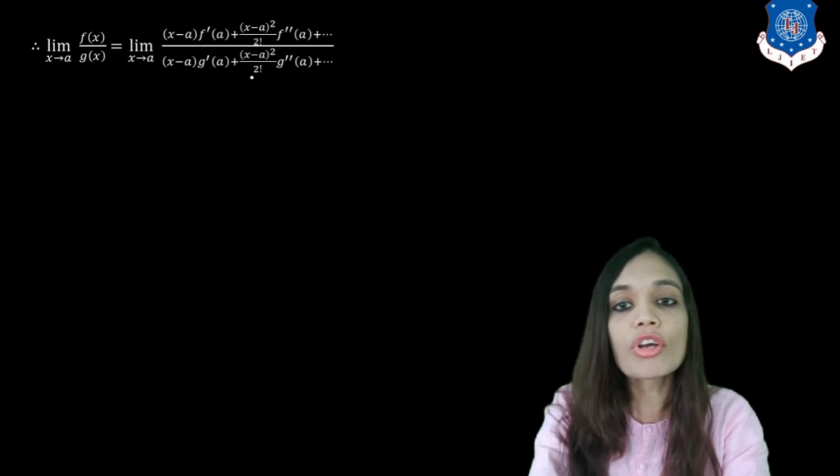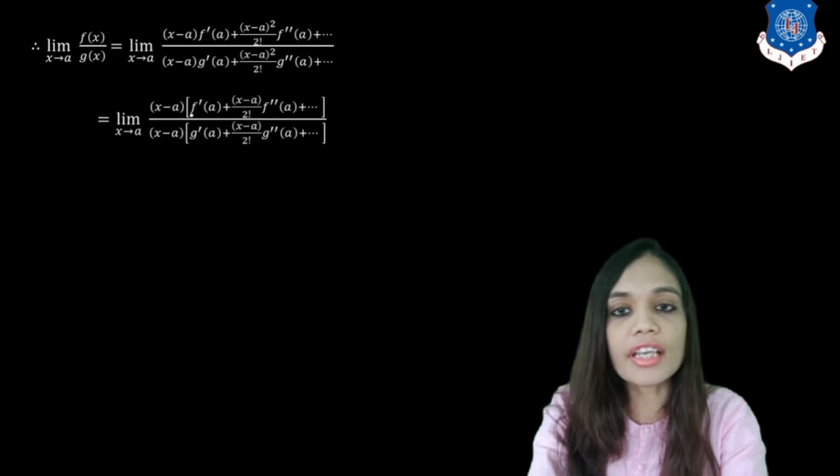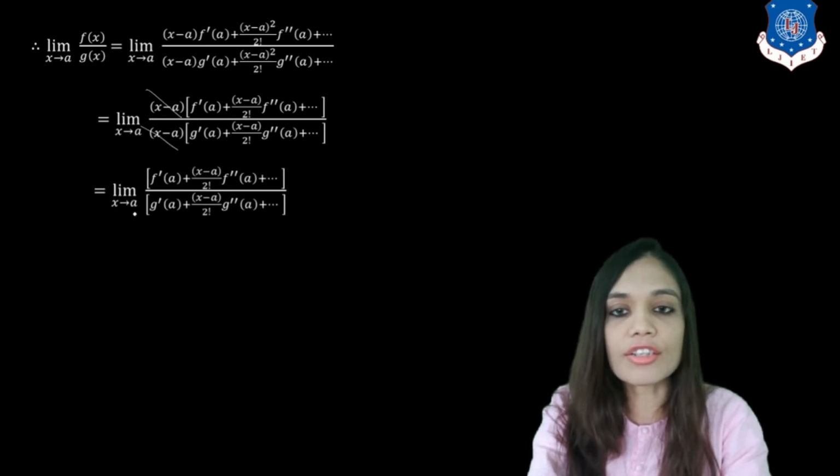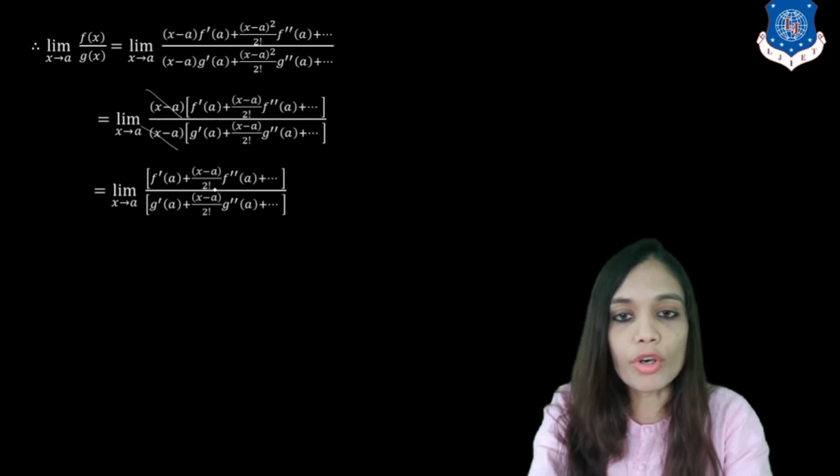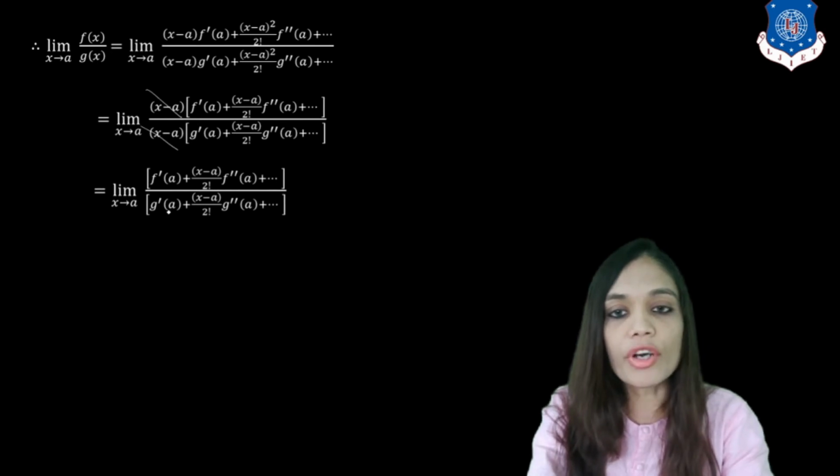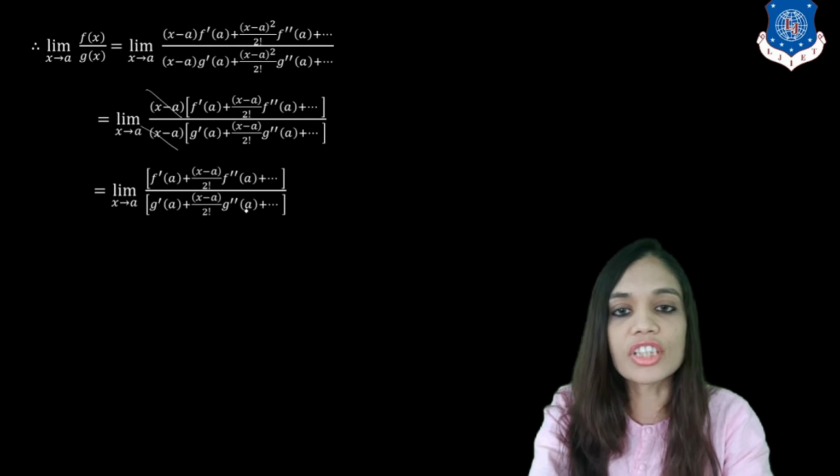Now what we will do? We will take out x minus a common. So taking out common and cancelling these two, what we will get? Limit x tends to a f dash of a plus (x minus a) upon 2 factorial f double dash of a plus and so on, upon g dash of a plus (x minus a) upon 2 factorial g double dash of a plus and so on.